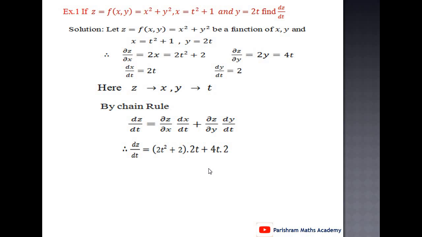Then we can simplify it. We get 4t³ + 4t + 8t, that equals 4t³ + 12t, which is the derivative of function z with respect to t.